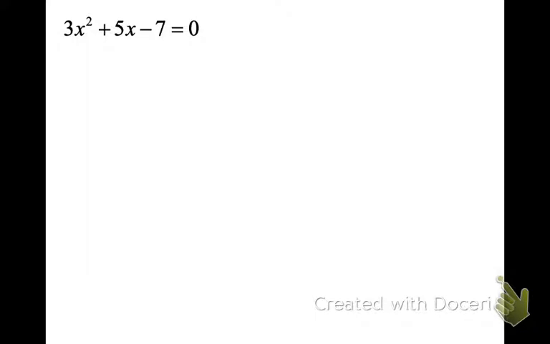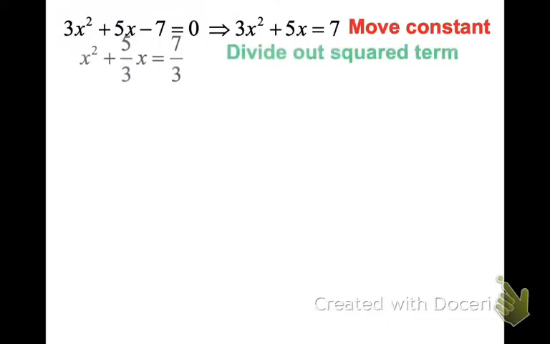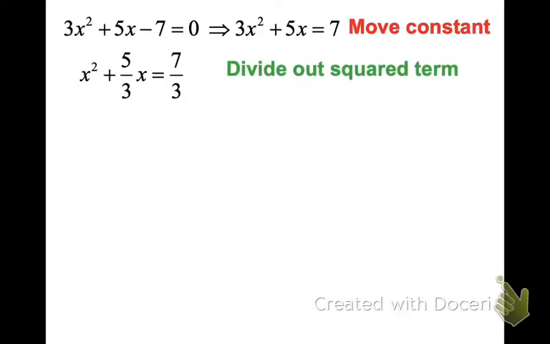All right, so here we go. So think to yourself, what's the first step? I noticed that -7 is on the wrong side, so I'm going to move it over. I also notice that I have a 3, so I'm going to have to, at some point, divide everything by 3. So I either divide everything by 3 now or once I move the 7 over. Okay, so now we have it in the proper form.